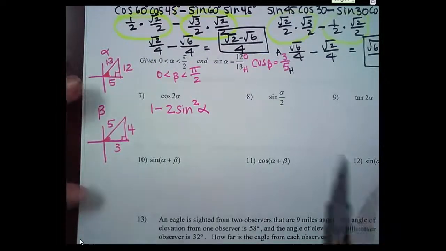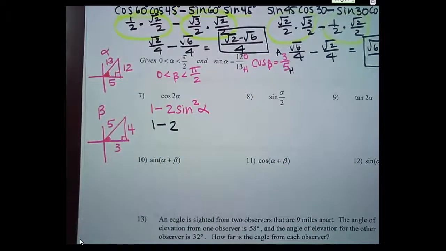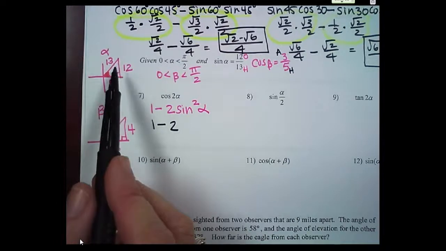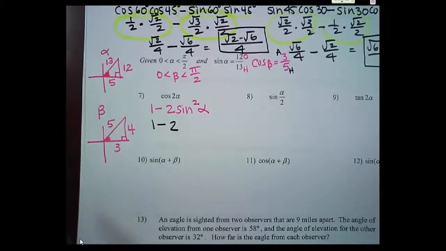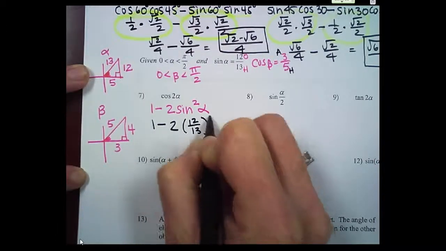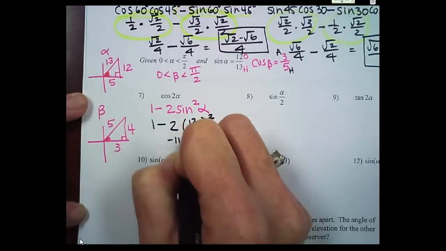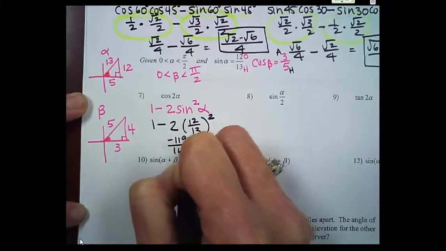So if I plug it in, 1 minus 2, what is sine of alpha? You got to use that first triangle. Good, opposite over hypotenuse, 12 over 13. Don't forget to square it. Type that straight in your calculator. And then do math, enter, enter. You should get negative 119 over 169.